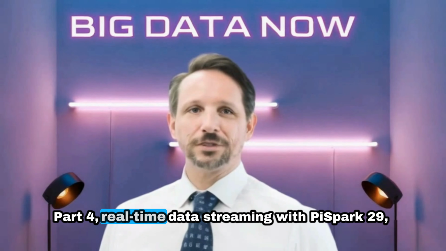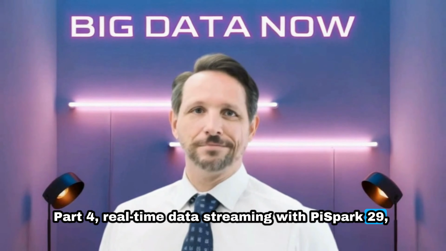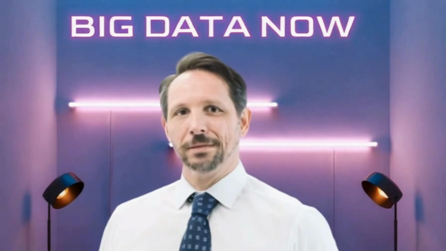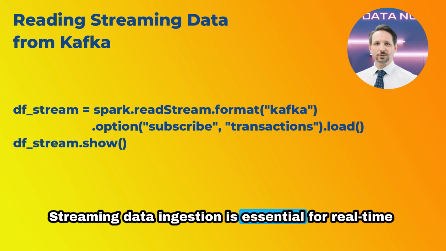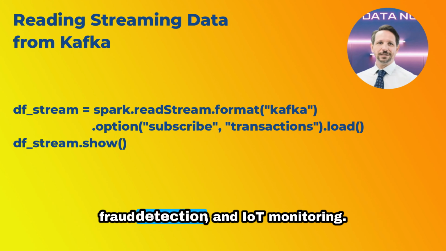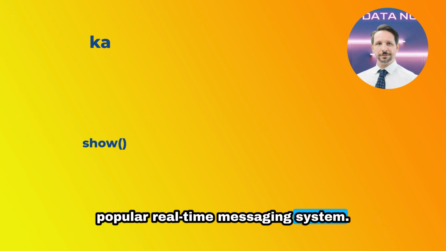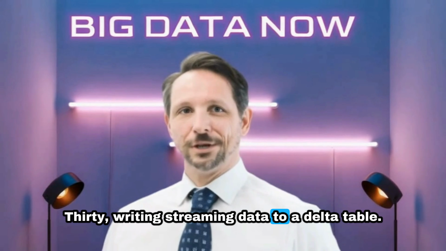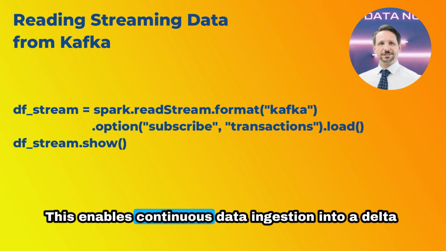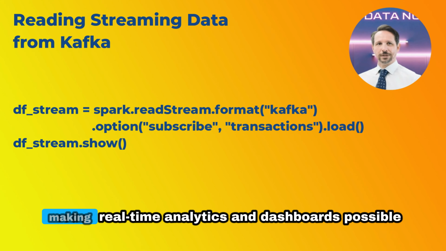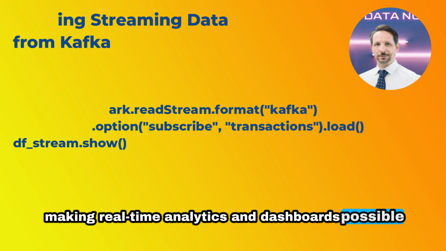Part 4. Real-time data streaming with PySpark. 29. Reading streaming data from Kafka. Streaming data ingestion is essential for real-time analytics, fraud detection, and IoT monitoring. This command connects Spark to Apache Kafka, a popular real-time messaging system. 30. Writing streaming data to a Delta table. This enables continuous data ingestion into a Delta Lake, making real-time analytics and dashboards possible.